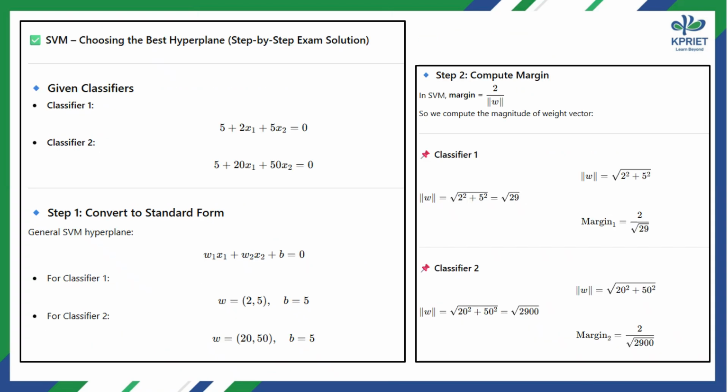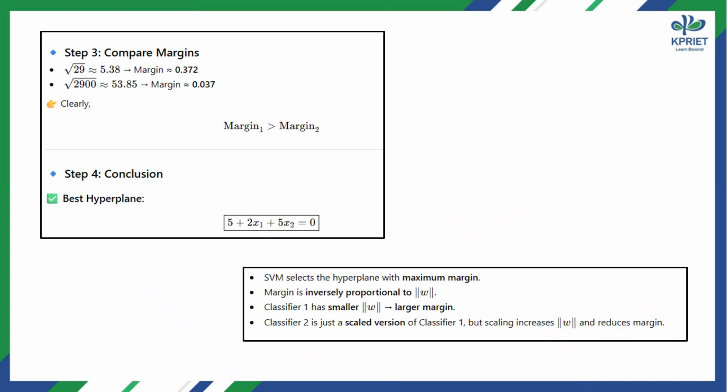Now we'll see the next problem, on choosing the best hyperplane. Classifier 1 and classifier 2 are given, and to find the best hyperplane, classifier 1 is related to the general SVM hyperplane, and W values and B values are extracted from the equations. Now we compute the margin, which is 2 divided by omega. So we compute the magnitude of the weight vector. W or omega is equal to the square root of 2 squared plus 5 squared, and 20 squared plus 50 squared.